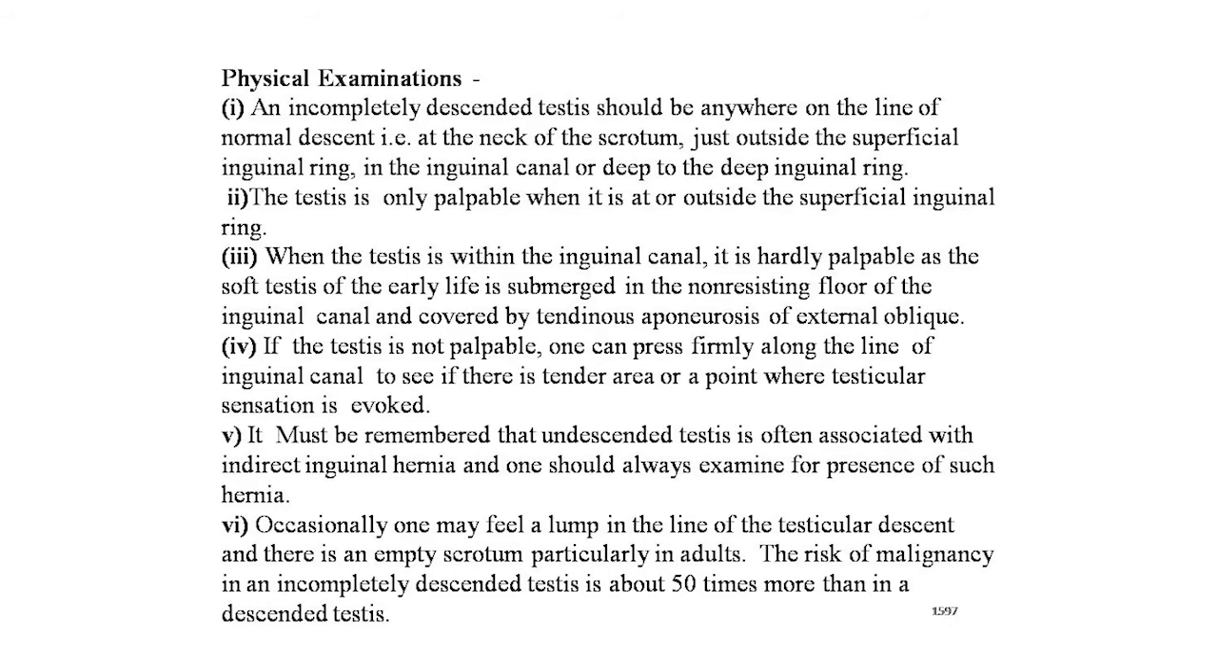Next point of the physical examination: it must be remembered that the undescended testis is often associated with an indirect inguinal hernia, and one should always examine for the presence of such a hernia. Next point is that occasionally one may feel a lump in the line of the testicular descent in its course, and there is an empty scrotum, particularly in adults. The risk of malignancy in an incompletely descended testis is about 50 times more than in the descended testis.